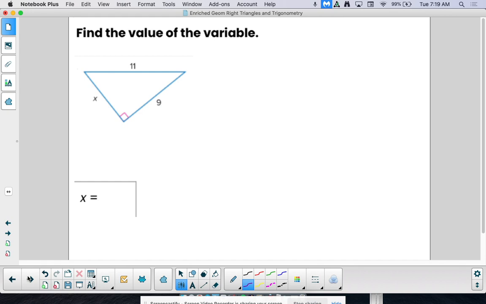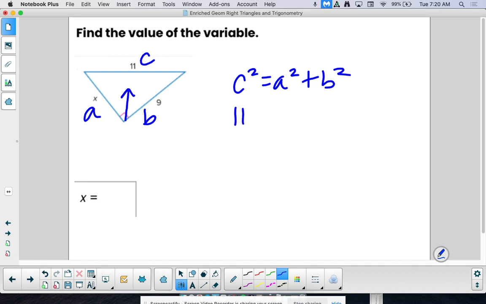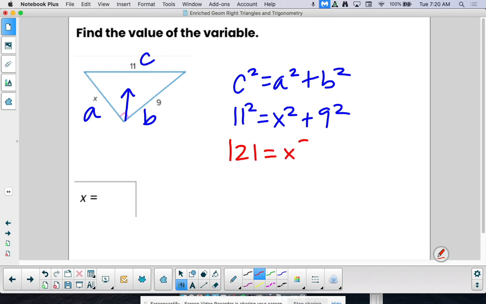Our next one here. All right, our C value is 11. I'm just going to make x a 9b. Plug into our formula. So we'll have 11 squared equals x squared plus 9 squared. 11 squared is 121. Equals x squared plus 81. Subtract over that 81 and we should get 40 equals x squared.